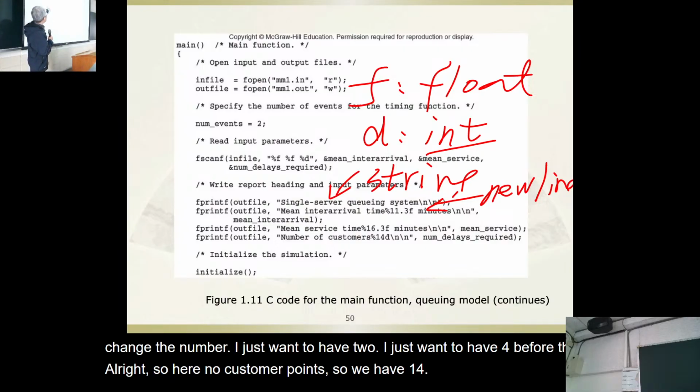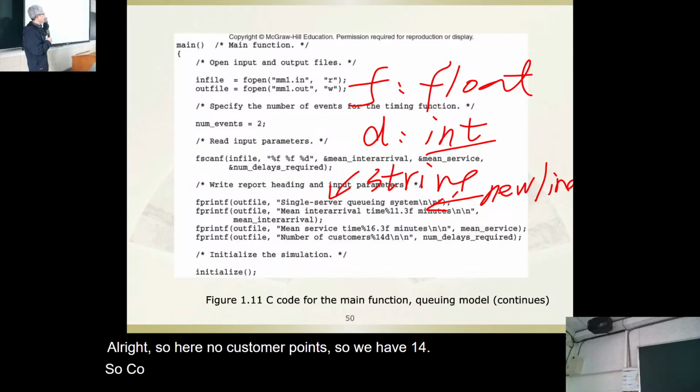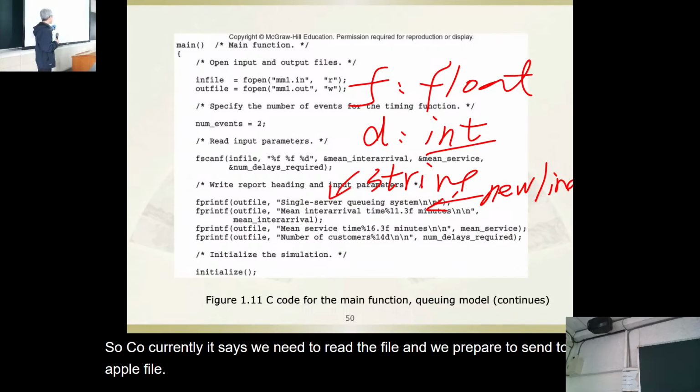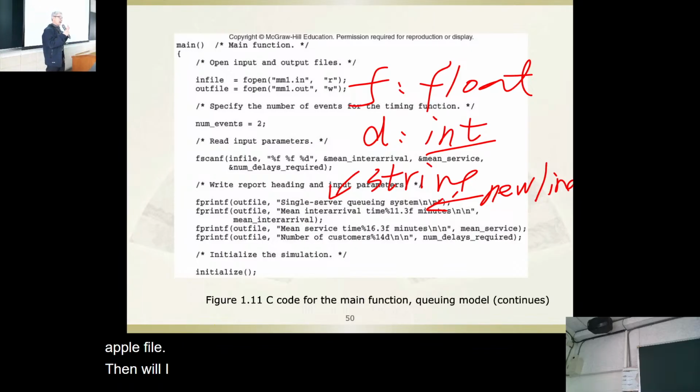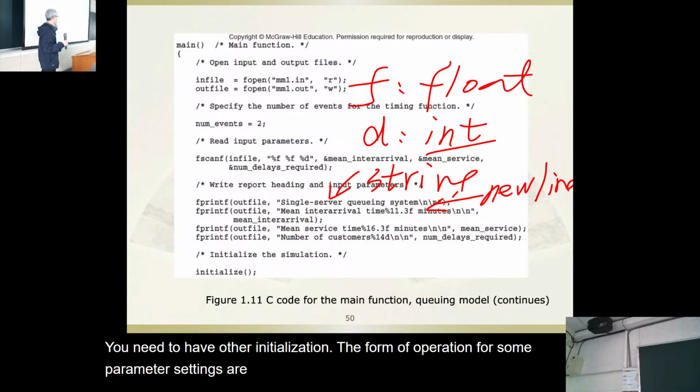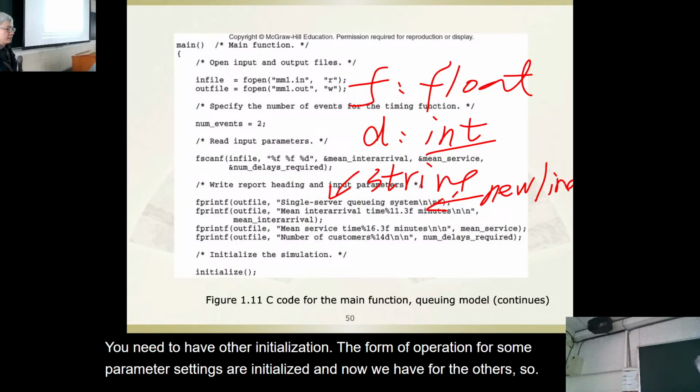So currently it says we need to read the file and prepare to send to the output file. Then we will have initialization, because you need the formal preparation for some parameter settings. So initialize. And then we have the others. So this one.